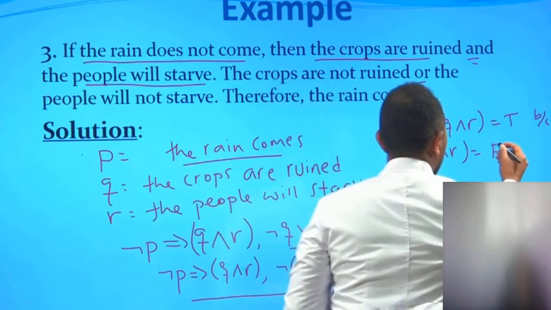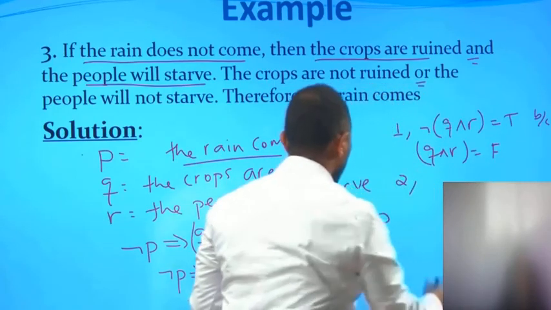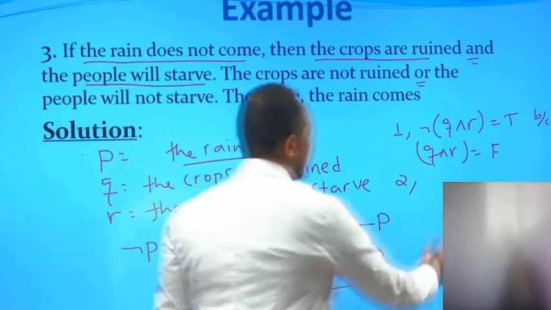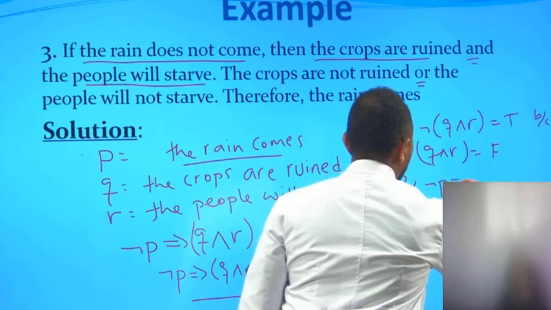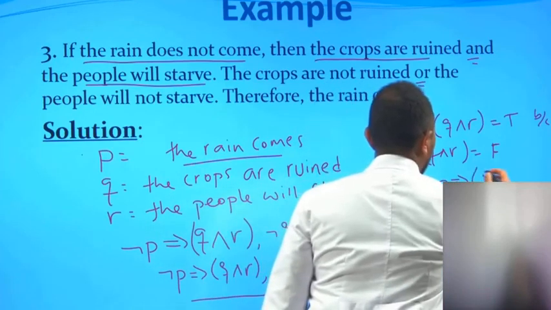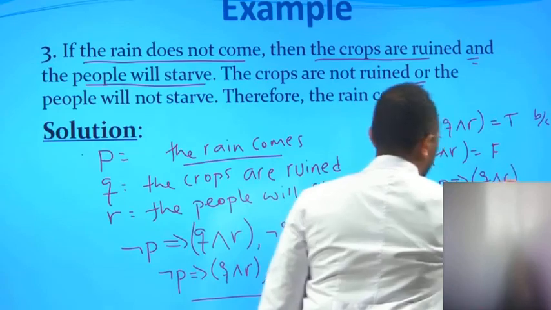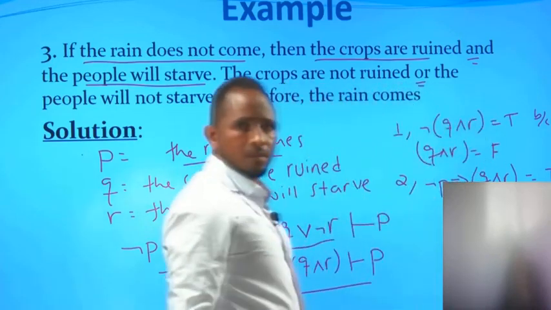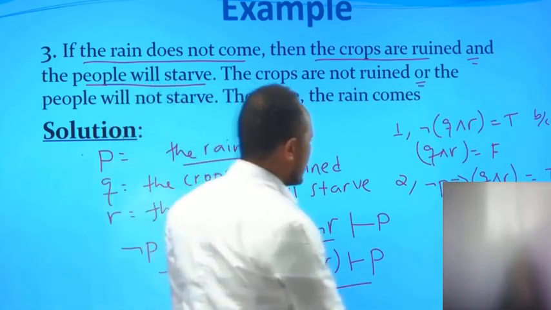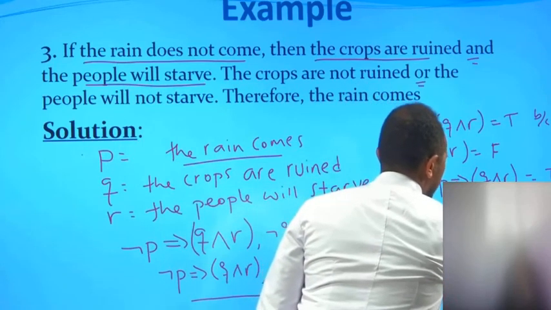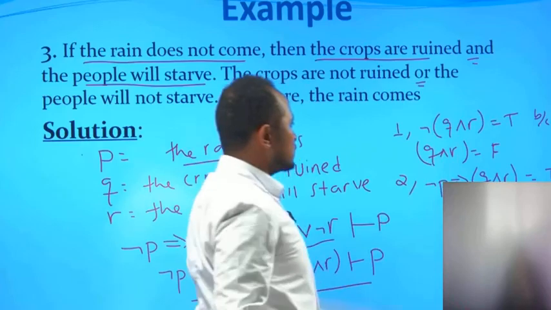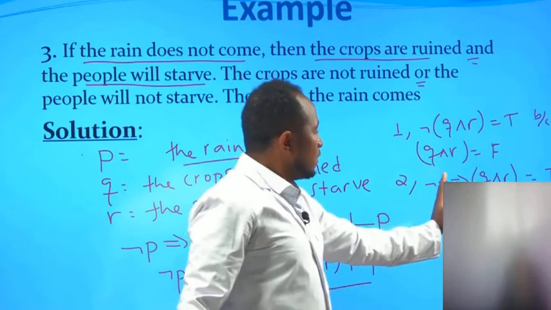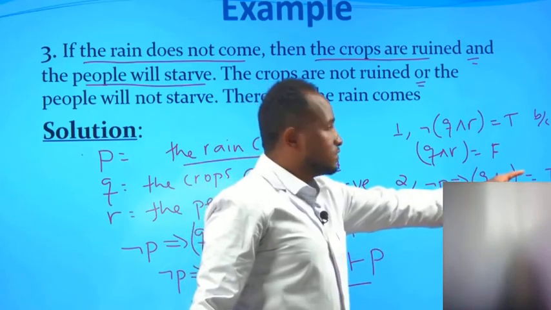Second, the other premise, this one: negation of P implies Q and R. This also is true, with the same reason, it's a premise. So here, look, the whole statement is true, but this one, Q and R, is false from 1. Q and R is false here. So this statement, something implies false, gives you true.